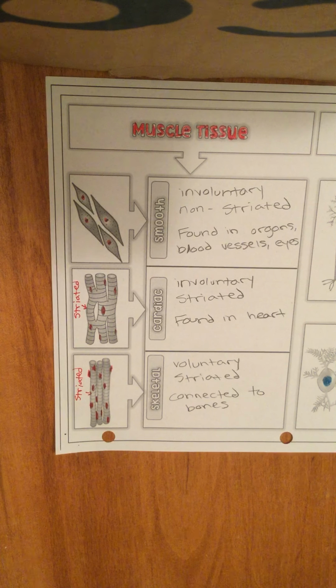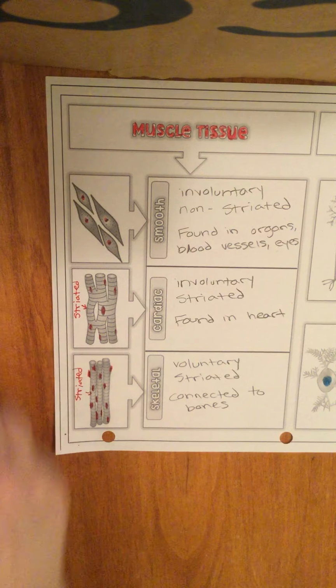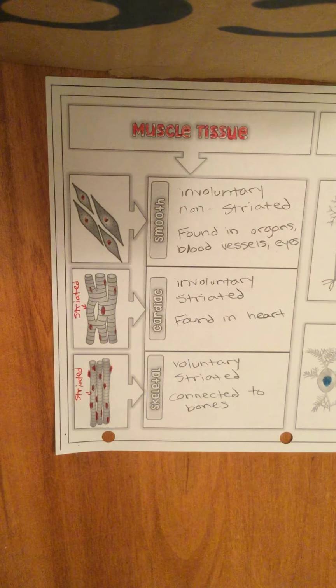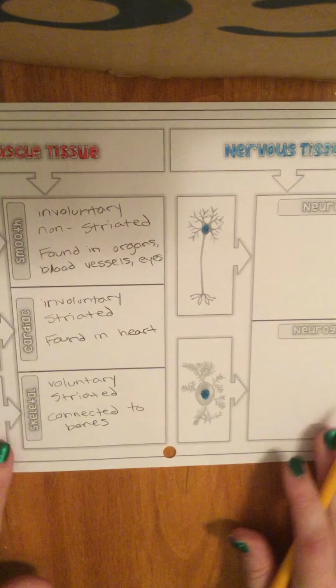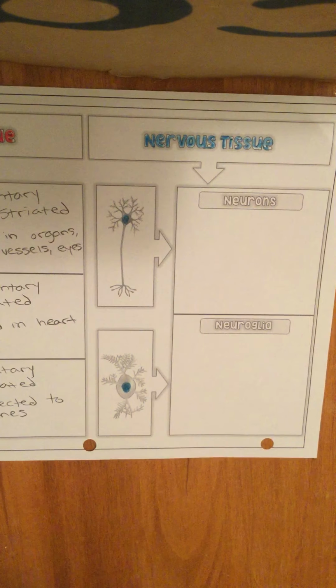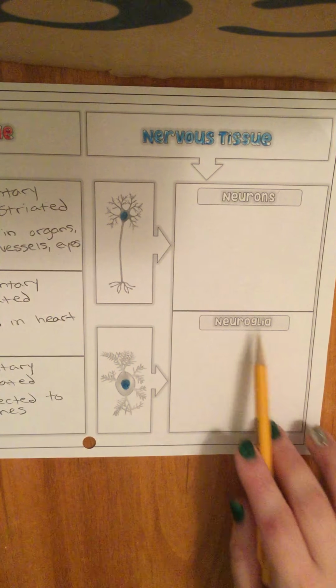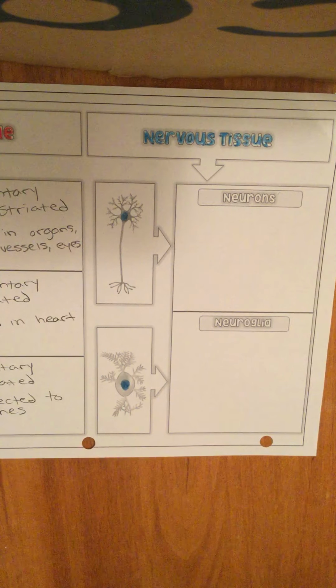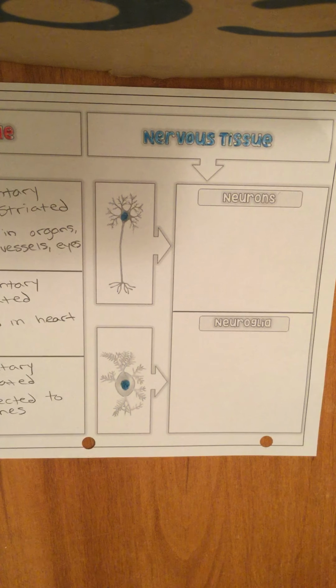Okay, we're going to see a whole lot more about muscles later, so we're going to kind of leave that there and slide on over to nervous tissue. So we have neurons and we have neuroglia, which could also just be called glia. We'll get there in a second. Your neurons are the ones that are sending and receiving the impulses.